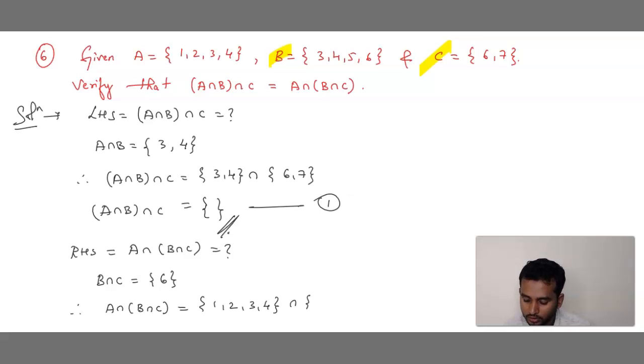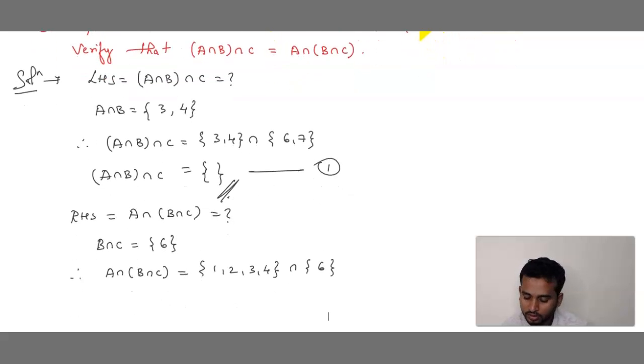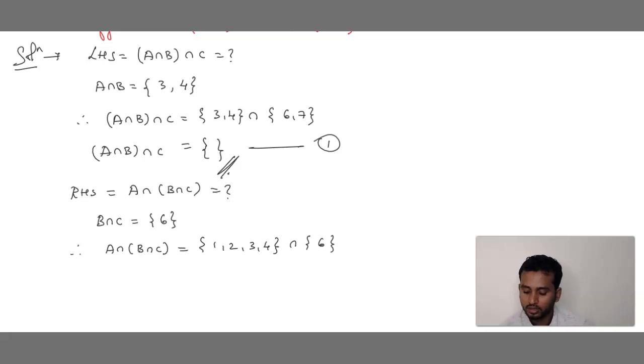Intersection B intersection C, answer is 6. Intersection means common. Is 1 here? No. 2, no. 3, no. 4, no. So nothing is common, so it is null set. That is nothing but A intersection of B intersection C is null set.